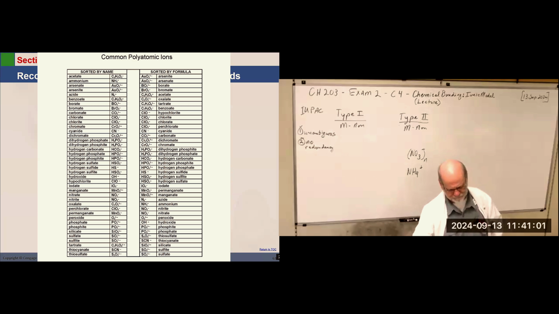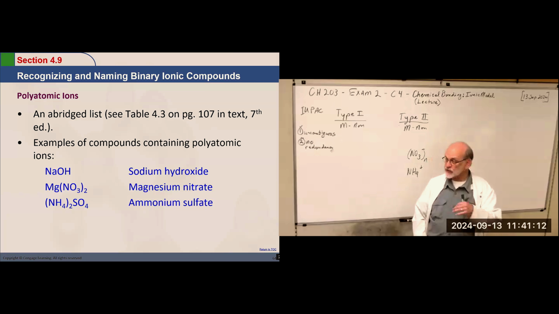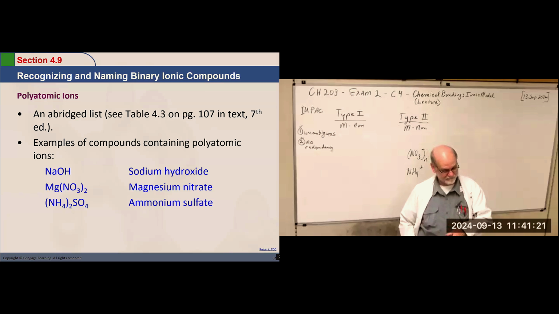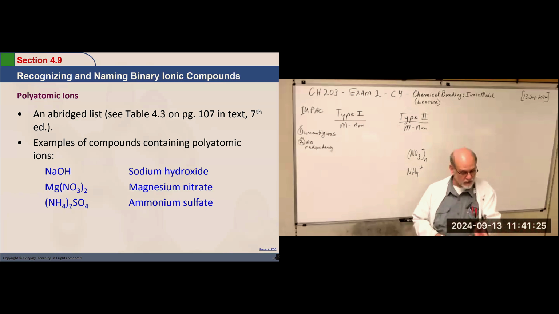Okay, so I know that's kind of small, but I wanted to get everything on one page. So here are examples of compounds with polyatomics. The first two have the anions, polyatomic, and the last one has both cation and anion. All right. So for sodium hydroxide, sodium is +1, and you look up hydroxide, it's got a -1 charge. So it only takes one sodium and one hydroxide. That's it. And that would be a type 1 because sodium is a fixed charge.